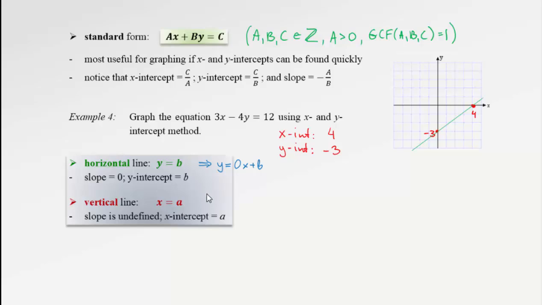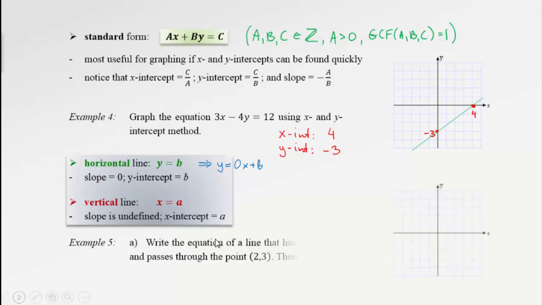And the second type of special line is a vertical line. This particular line has equation x equals a constant. So this time we keep x at the same level and y can oscillate. Y can be anything, so that gives us a vertical line. Since we don't have y here, we are unable to express this particular equation in a slope-intercept form. However, knowing that it's a vertical line, the slope is undefined and the x-intercept is obviously a.